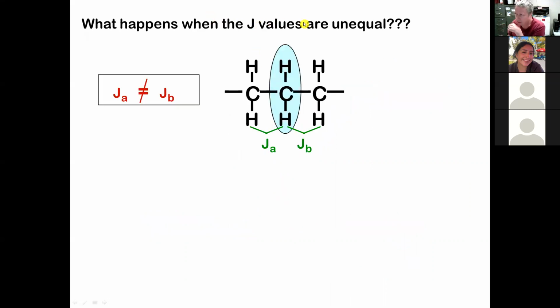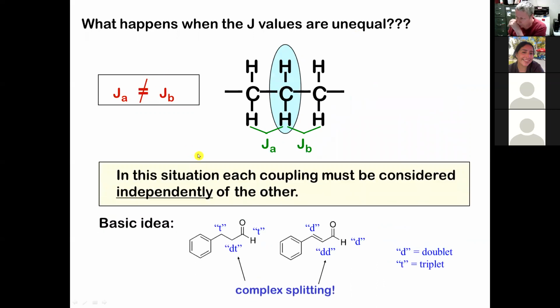So what happens when J values are unequal? Say that we have this CH2 and for some geometrical reason the neighbors have different J values. Then the n+1 rule does not work, and we'll just show an example. In this situation, the couplings must be considered independently of each other. It's kind of weird, and we'll go into more depth next time.